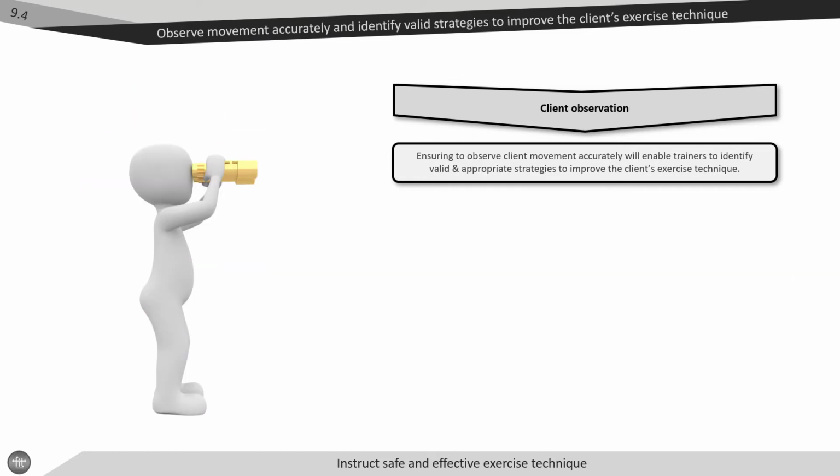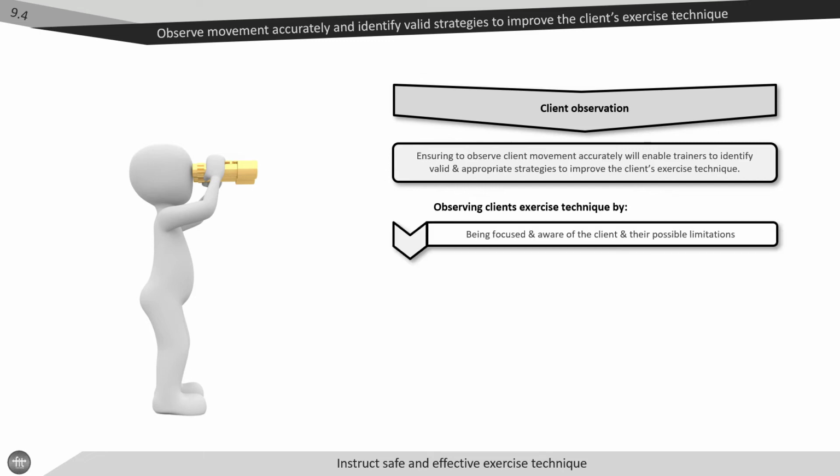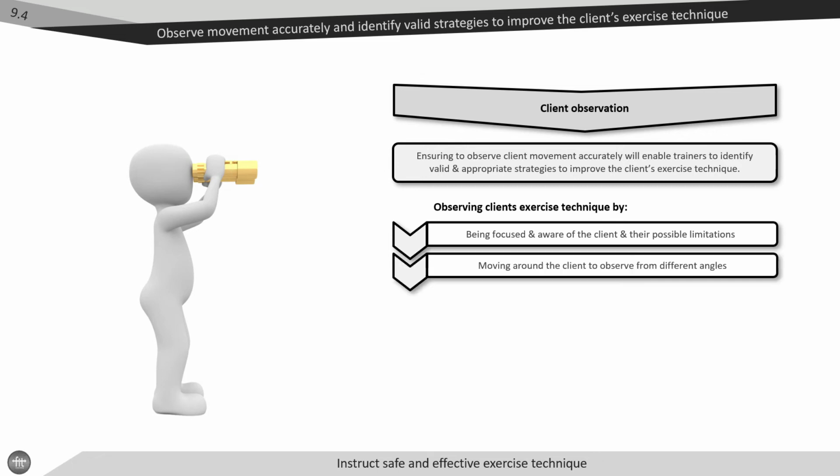Ensuring you observe client movements accurately will enable trainers to identify valid and appropriate strategies to improve their client's exercise technique. When observing clients during a session, you should remain professional, focused and aware of the client and their possible limitations. Always move around the client to observe from different angles. This will give you a greater understanding of the client's movement pattern and any possible movement dysfunctions that they may present.